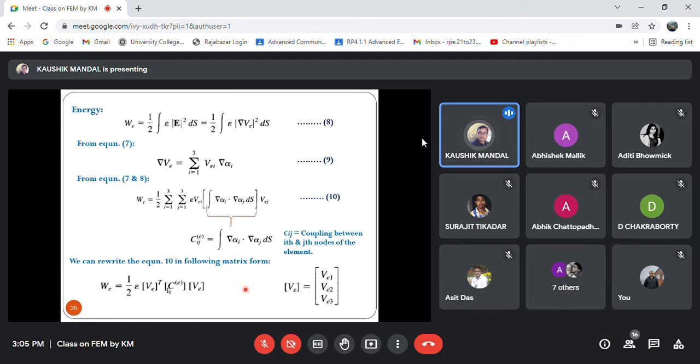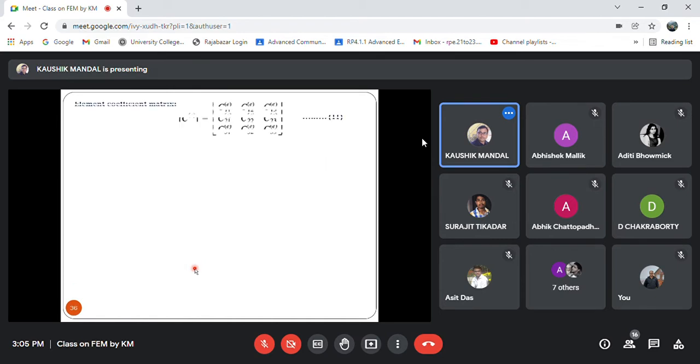And this CE, where is CE? C of E is basically known as the element coefficient matrix. The element coefficient matrix represents the coupling between the ith and jth nodes of a particular element. So this C of E represents the element coefficient matrix. As the shape of the element is triangular, there are three nodes, 1, 2, 3, so that will be a 3 cross 3 matrix.